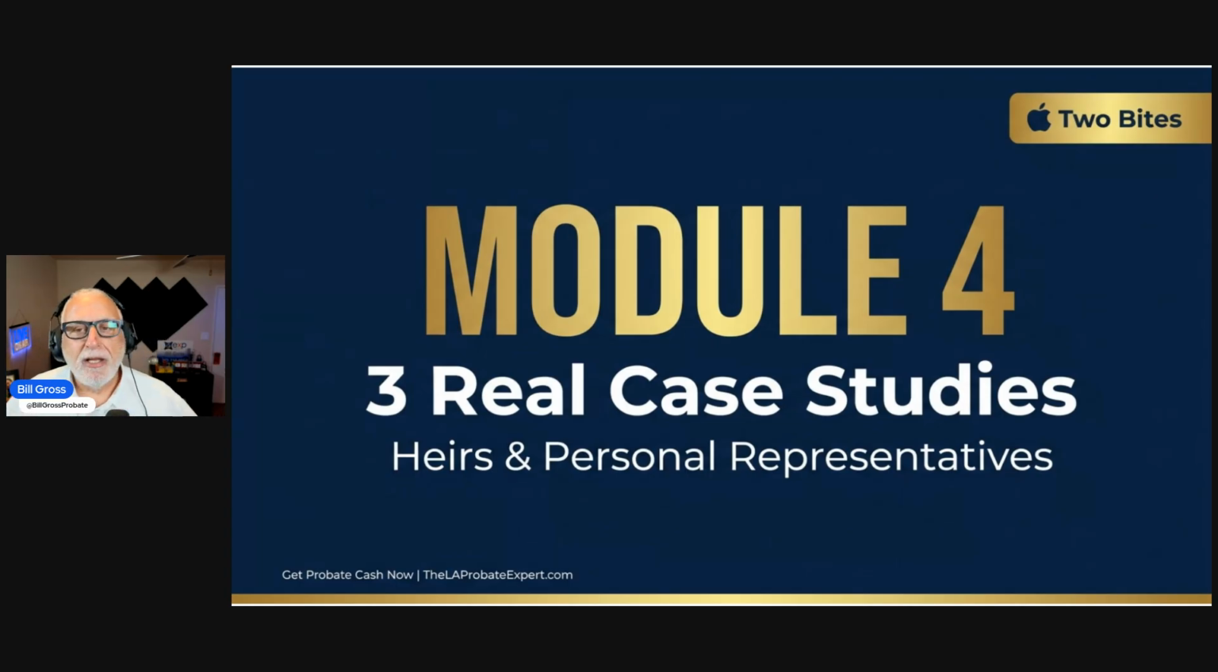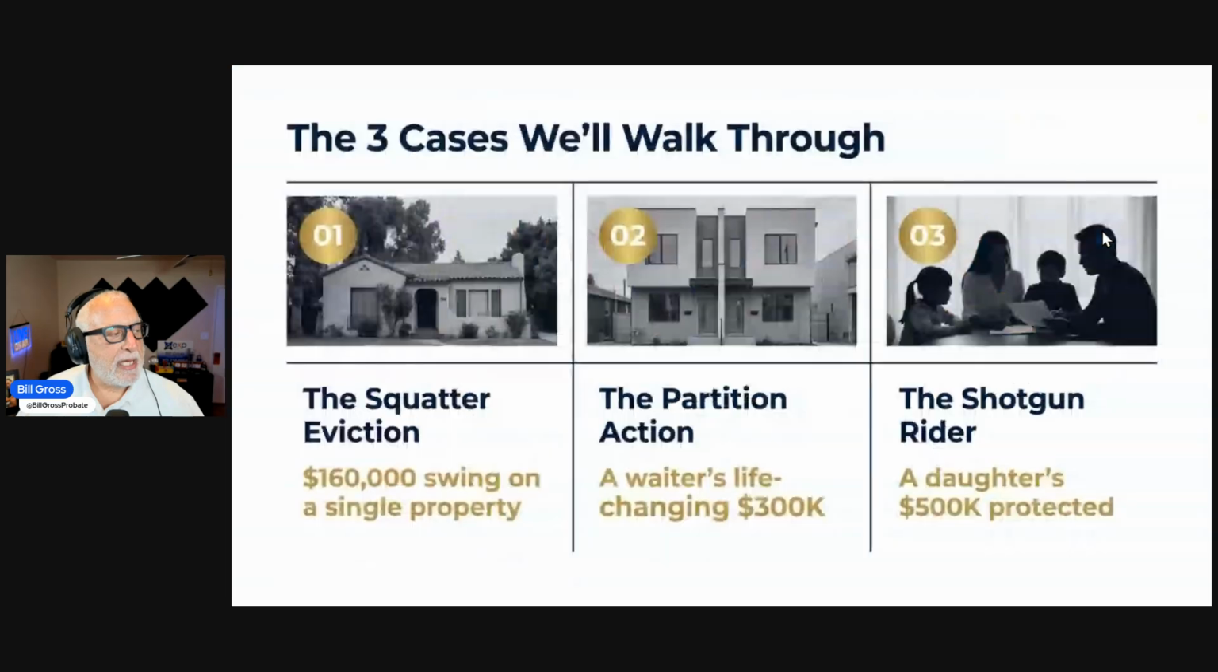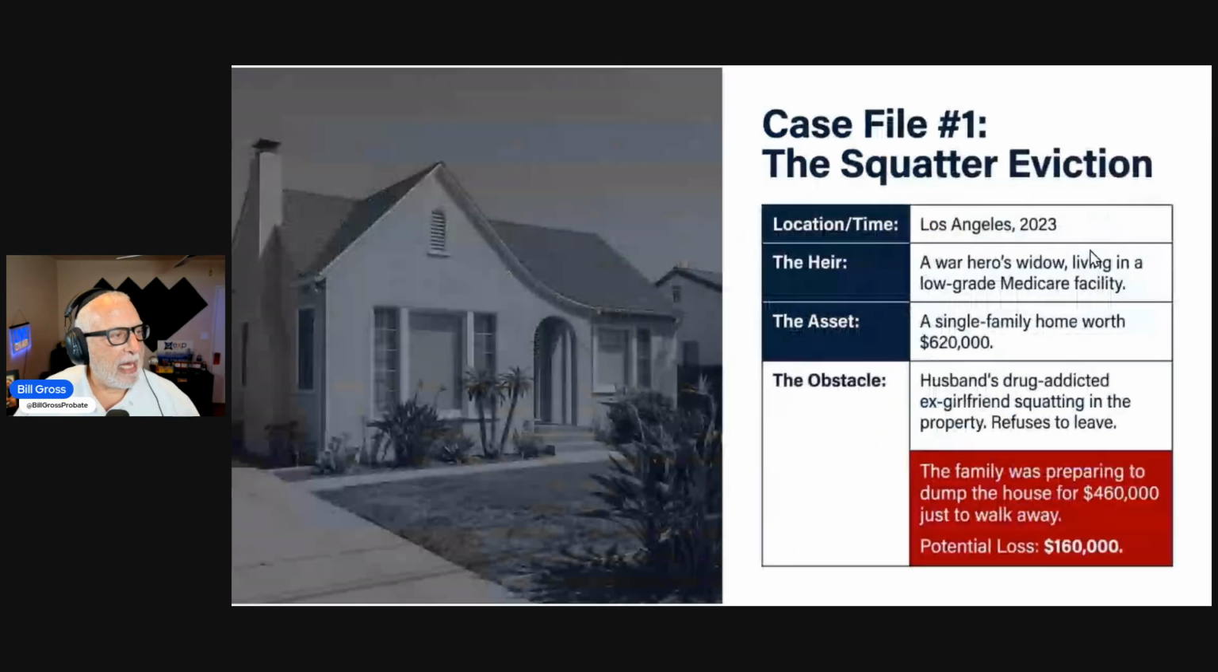And third is the shotgun rider, what I called it, where it was somebody who didn't really need another attorney. A case was filed and they were an heir, but they were feuding with their sibling. And to give them peace of mind, they needed money to hire an attorney who would ride shotgun on the probate with the other attorney to make sure things happen. So let's talk about that. Those are the 3 cases we're going to talk about: squatter eviction, partition action, and the shotgun rider. Okay, case 1, squatter eviction.